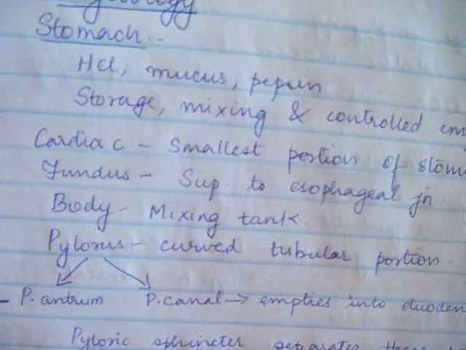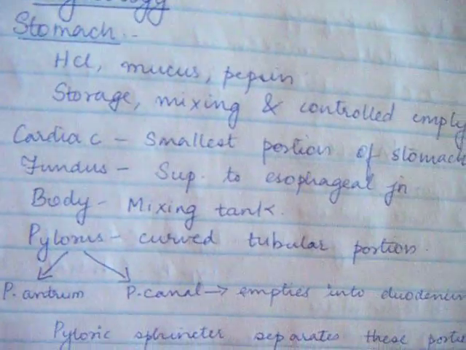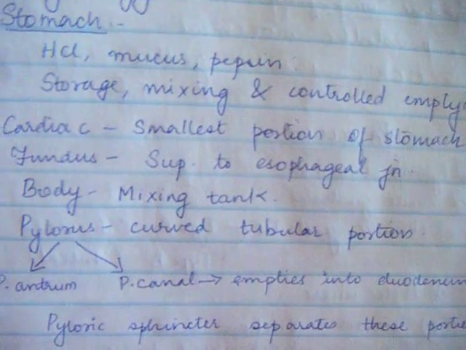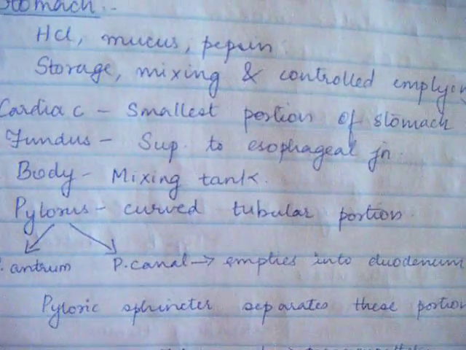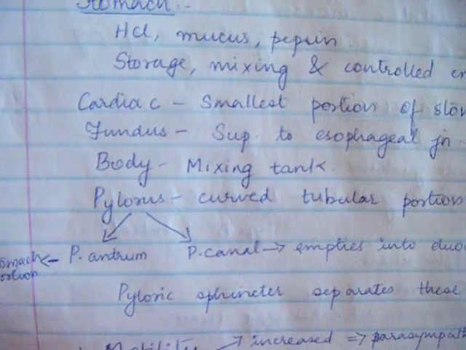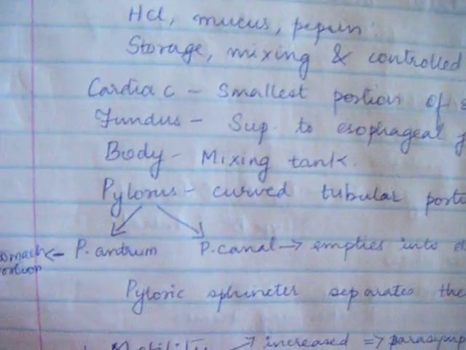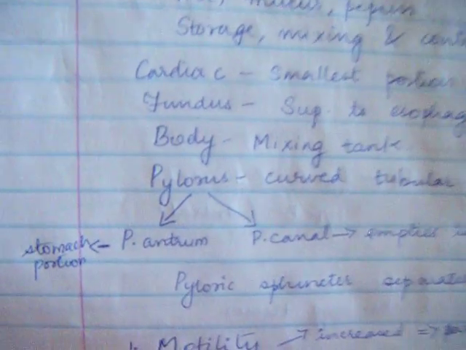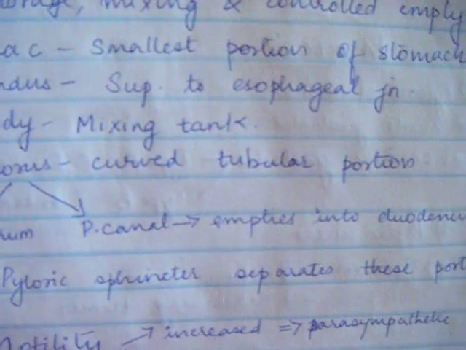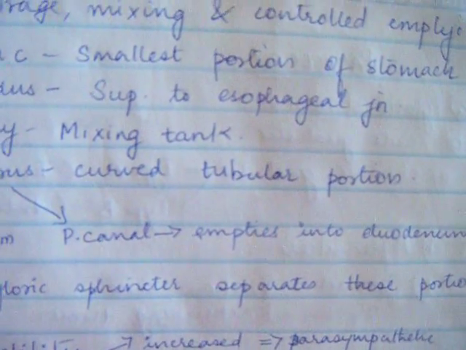And the pylorus portion is actually the curved tubular portion of the J-shaped stomach. Now pylorus can be divided into pyloric antrum and the pyloric canal. The pyloric antrum is in the stomach region, it is the stomach portion, and the pyloric canal is related to the small intestine or the duodenum. The pyloric canal empties into the duodenum.